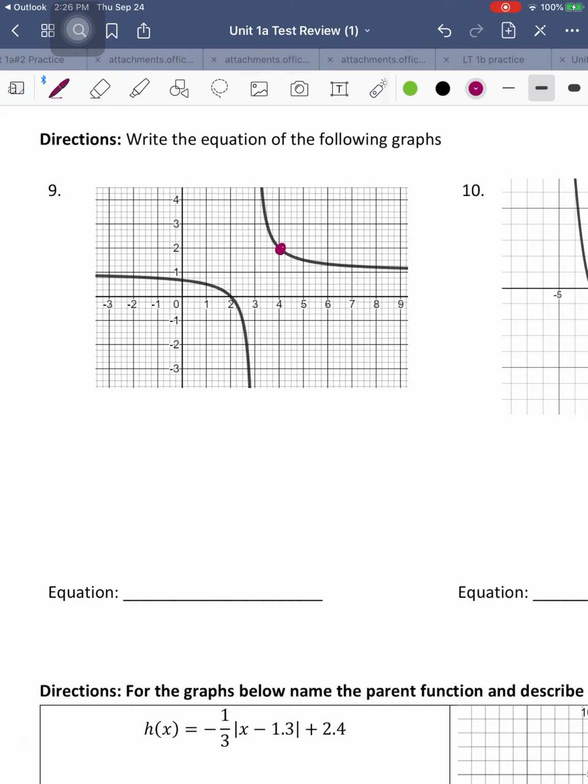So looking at number 9, it's a rational function. First thing I want you to do is pick out nice coordinates. There's only 2 nice coordinates here. That's at (4, 2) and (2, 0). I say nice coordinates because they're not decimals. They're integer coordinates. Their x and y values are integers.